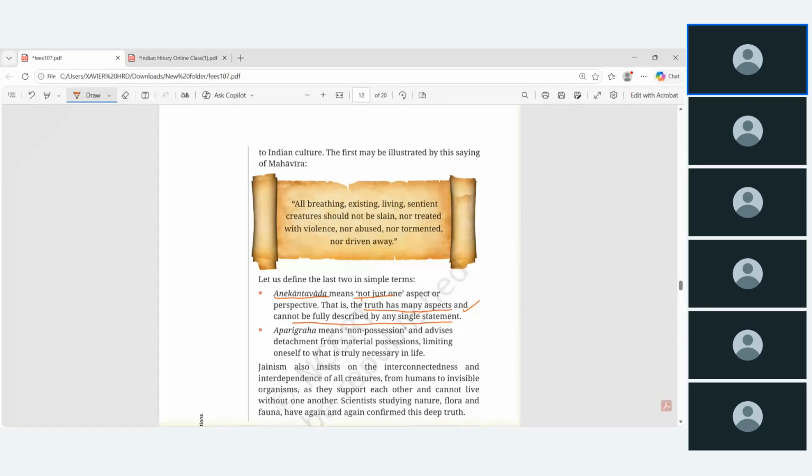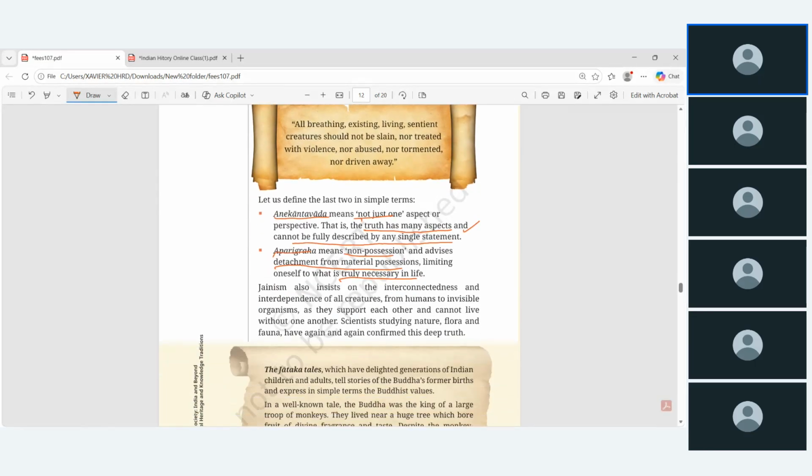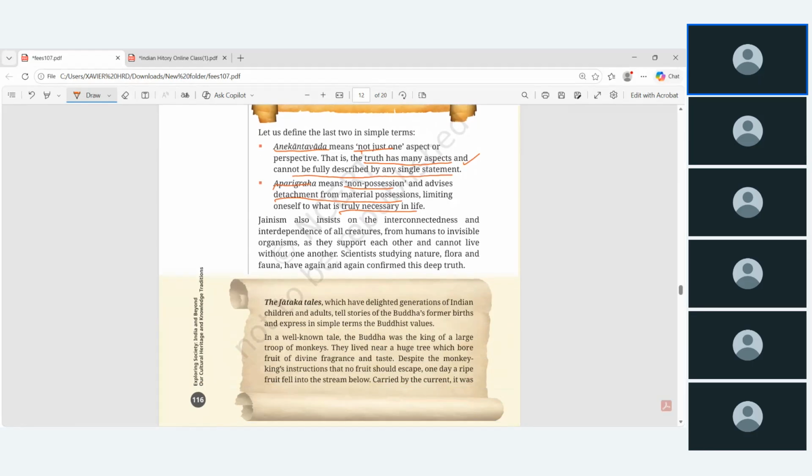Ek means one, Anek means many. Then Aparigraha means non-possession and detachment from material possessions, limiting oneself to what is truly necessary in life. This is what Mahatma Gandhi also mentioned in his teaching. And okay, these are all.